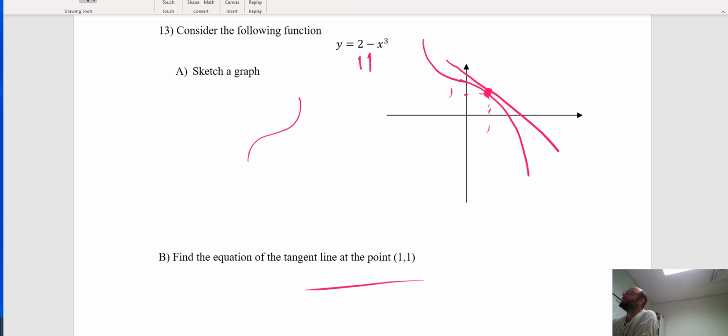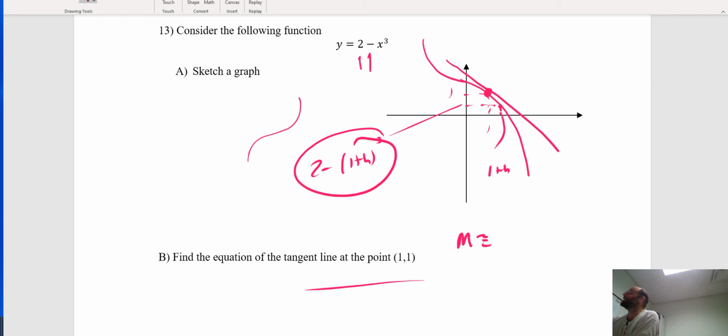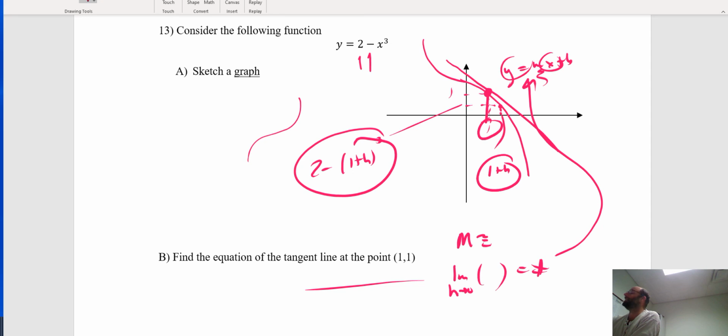Again, key fundamental concept of calculus here. You imagine moving over a distance h on our graph. Our new x value is 1 plus h. New y value is 2 minus (1 plus h) cubed. The slope that we're looking for is approximately y2 minus y1 over x2 minus x1. Take the limit as h goes to 0 of that expression. You will get a number, which is our slope here. Right, so y equals mx plus b, that's what we have. That's the slope. Then use your x and y to find b.